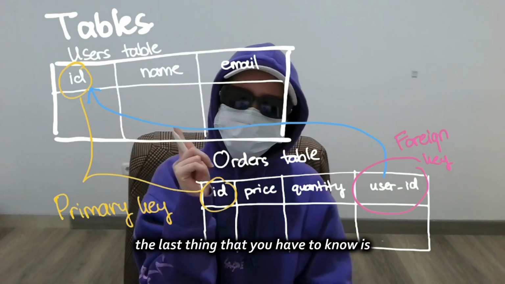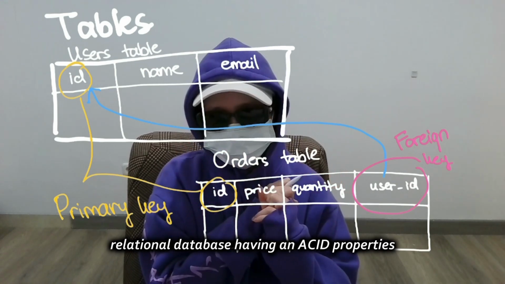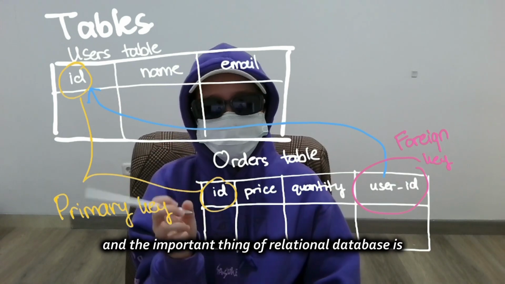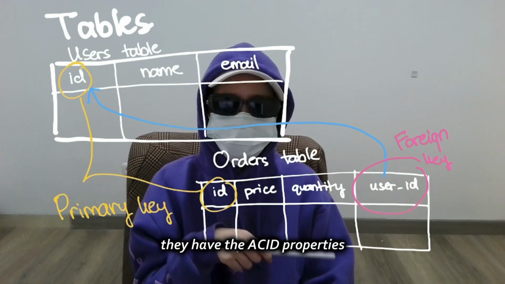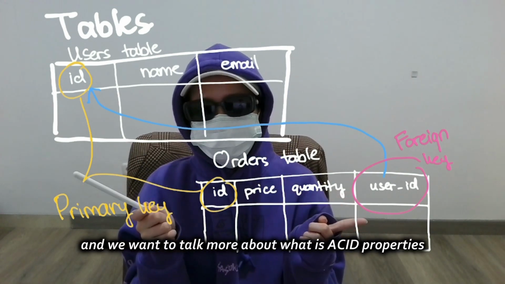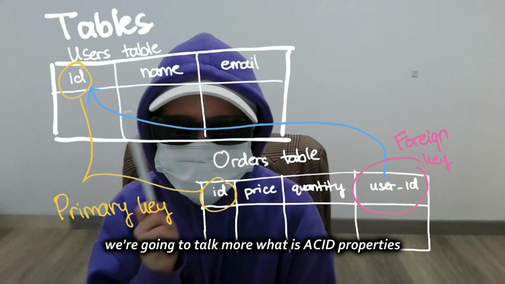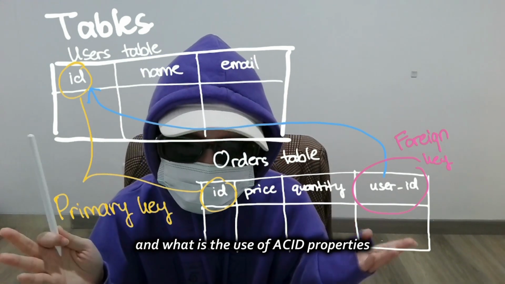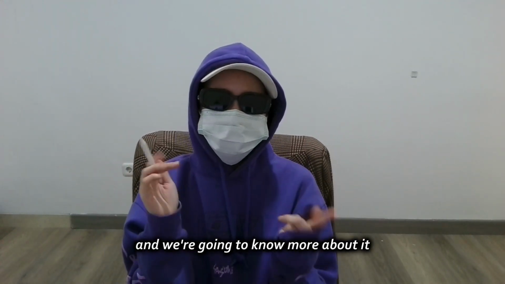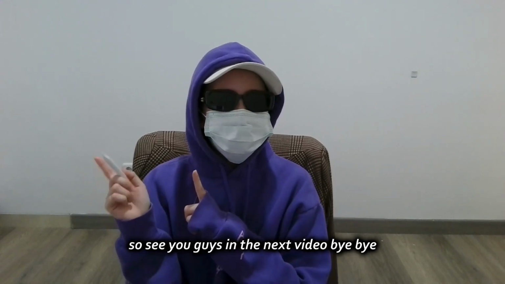The last thing that you have to know is that a relational database has ACID properties. That's why a relational database is reliable. And the important thing about relational databases is that they have the ACID properties. We want to talk more about what ACID properties are, so let's jump into the next video. We're going to talk more about what ACID properties are and what the use of ACID properties is in a relational database. So that's all about relational databases, and we're going to know more about the ACID properties in the next video.